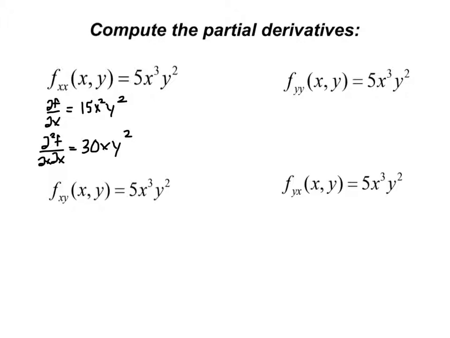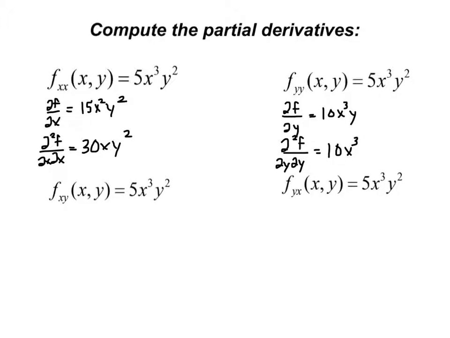And similar to what we're going to do here, we found the derivative with respect to y. It was 10x cubed y. Now we're going to find the derivative again with respect to y. Well, treating x as a constant, this is just going to be 10x cubed. Those two are pretty easy because you don't have to worry about the order.